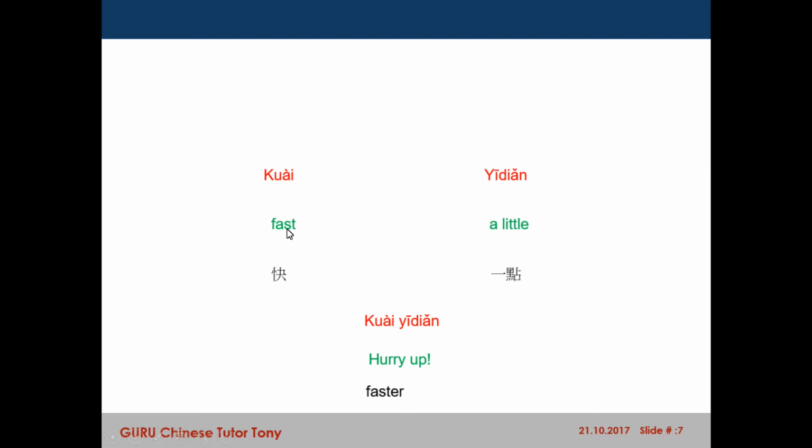Okay, so here the opposite word to slow is what? Fast. So 快 is fast. 一点 again means a little. So 快一点 in Chinese means hurry up. Hurry up, 快一点, we are going to be late. Faster. Hurry up.